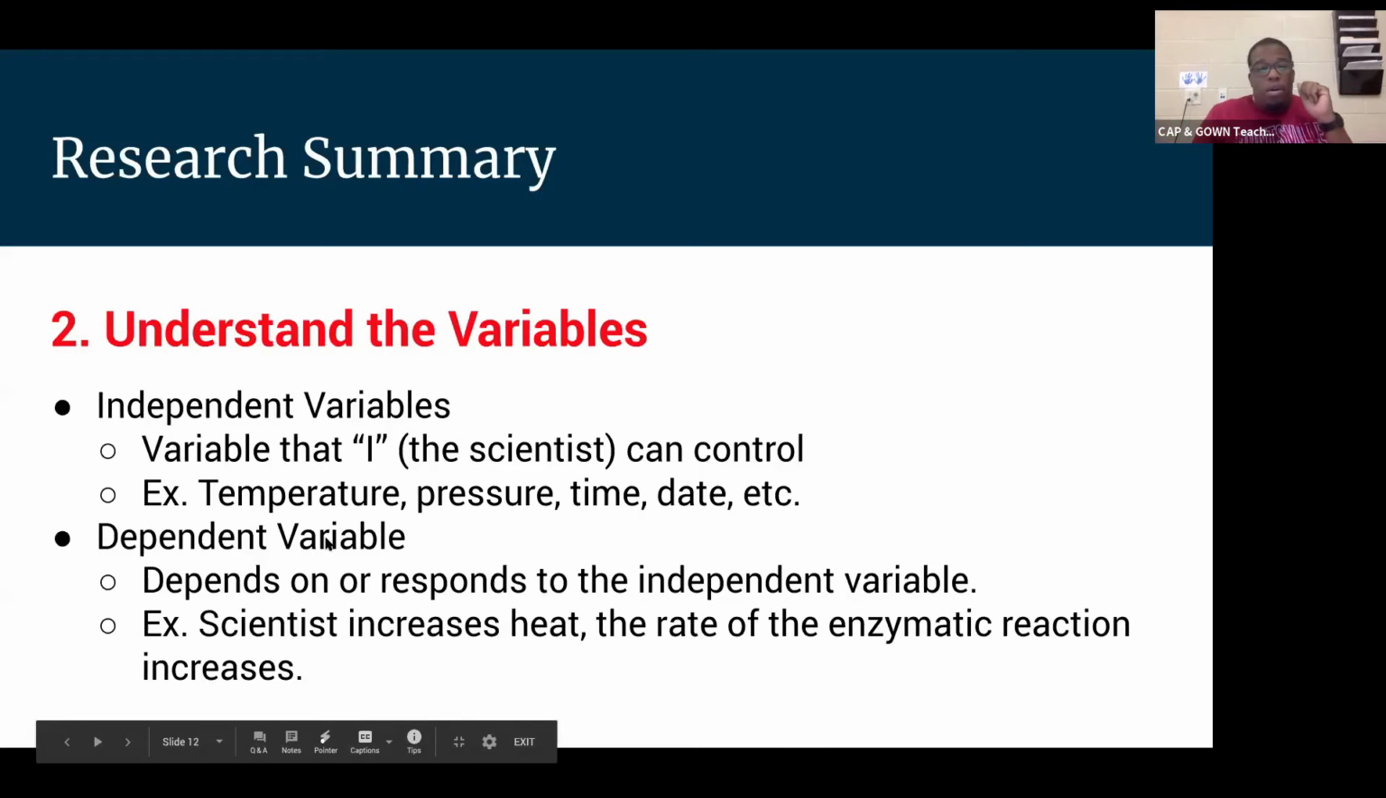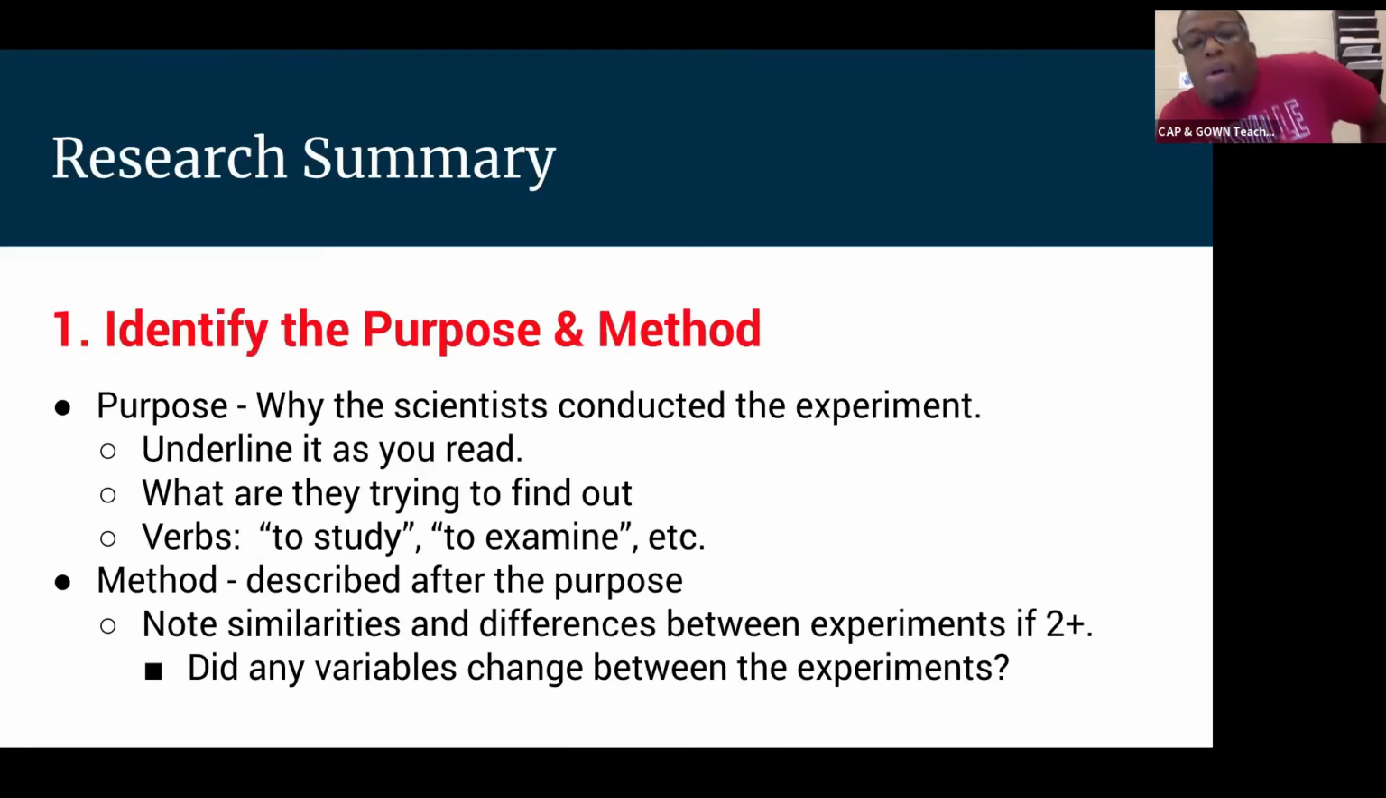So, skip one, here we go. So how do we attack this research summary section? How do we make ourselves successful at conquering this research summary section? The first thing you need to do is identify the purpose and the method in that section. The purpose is why the scientist is actually conducting this experiment or design in the first place, okay?